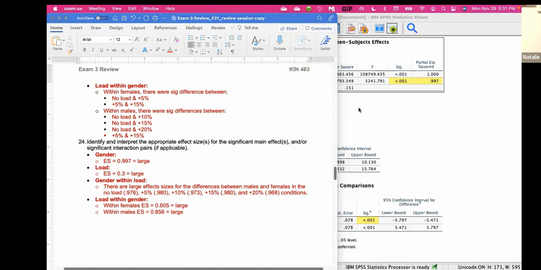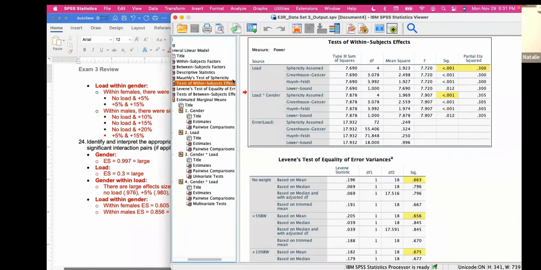Questions on anything in that one? Okay. Back up to the effect size for the within subject, please. So the within subject factor was load, and its effect size is listed next to its p-value in the ANOVA table. So it should be 0.3.